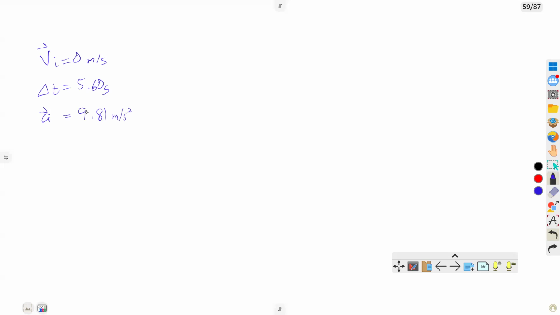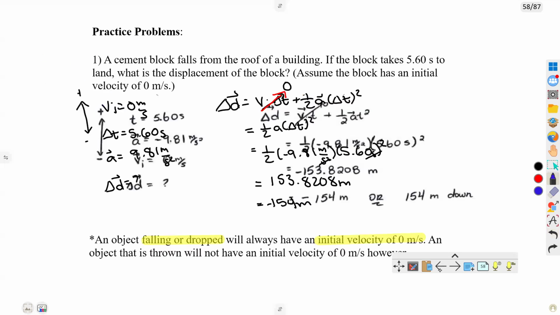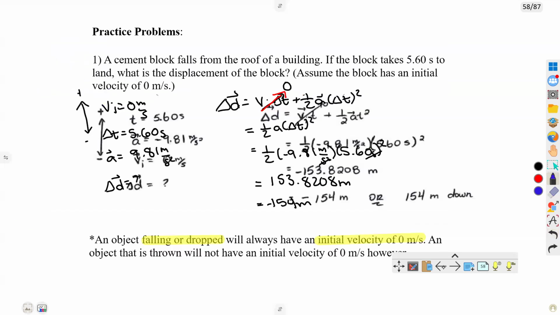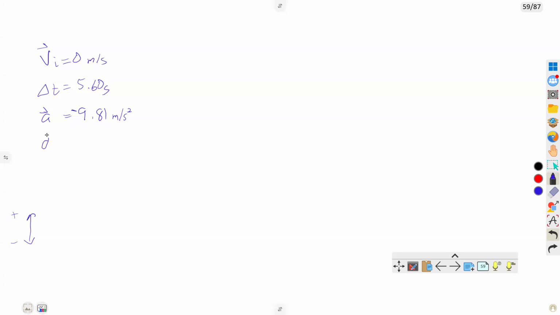meters per second squared. I just want to double check and make sure I got all the information. Because we're going down, normally we would say moving up is in the positive direction and moving down is in the negative direction. So this would be a negative 9.81 meters per second squared. And what are they asking us for? They are asking us for the displacement of this object.